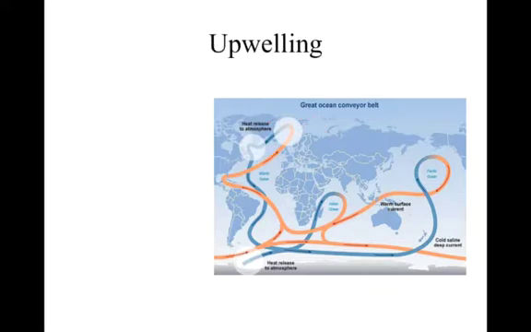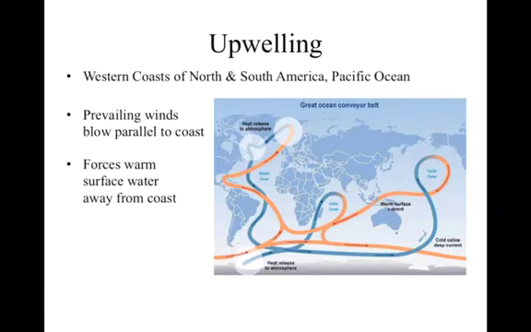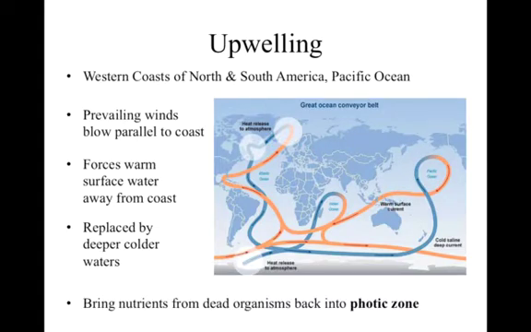All right. Upwellings occur on the western coasts of North and South America, and also in the Pacific Ocean. Now here again, it's the prevailing winds. And the prevailing winds blow parallel to the coasts in these regions, and as a result, they force warm surface waters away from the coasts, and those surface waters that were warm are then replaced by colder water from deeper below. And so that's sort of the movement of water up from below, and this is what's known as an upwelling.